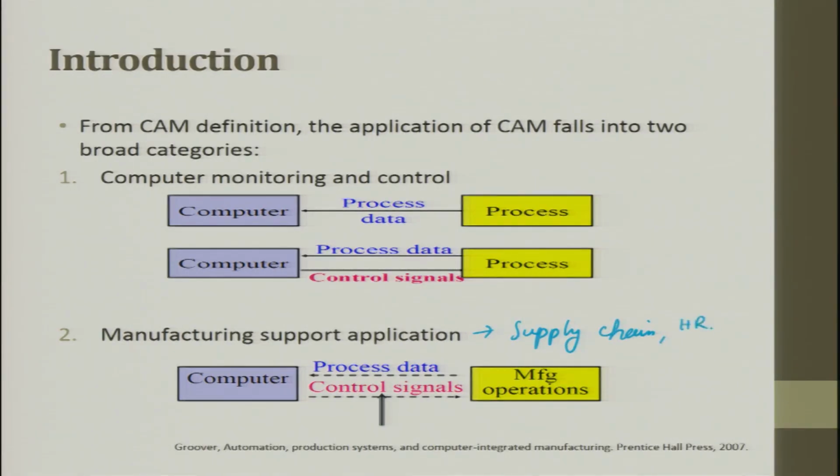Supply chain, HR, logistics. When we talk about computer monitoring and control, it talks about machines and sensors for online monitoring.